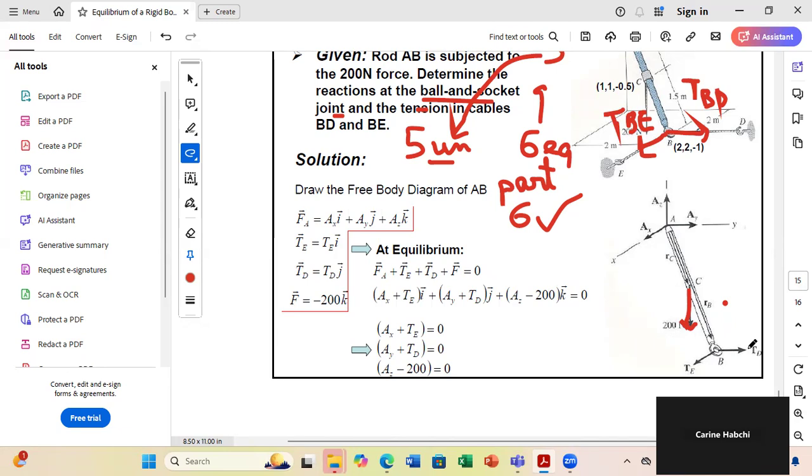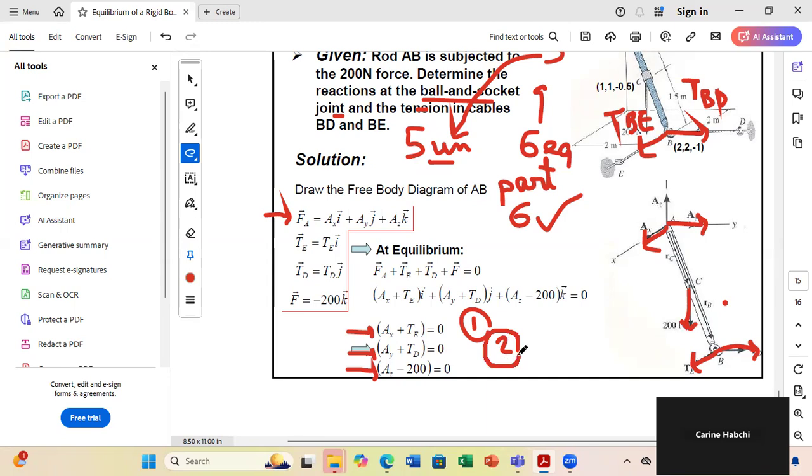Now, what are my equations? My equations are first, sum of forces equals 0. So sum of forces equals 0 will be divided into 3 equations: sum Fx, sum Fy, and sum Fz. First, in X direction, what do I have? I have plus AX plus TE equal to 0. This is equation number 1. Along Y, I have AY plus TD equals 0. This is equation number 2.